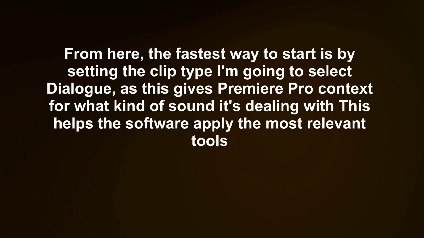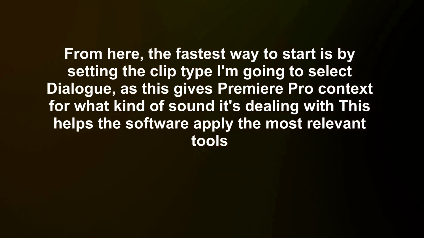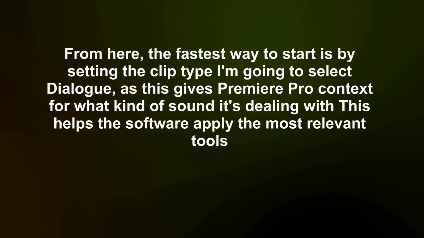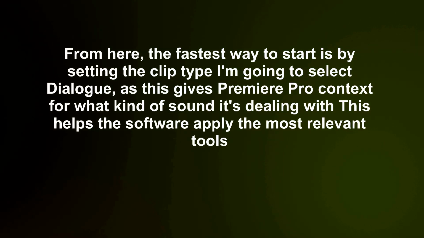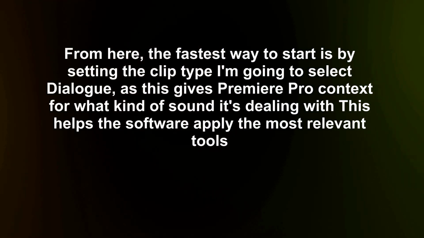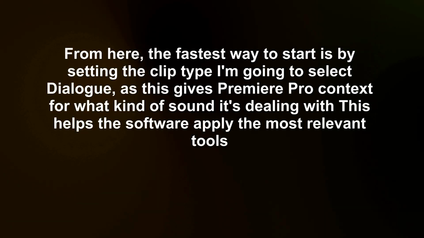From here, the fastest way to start is by setting the clip type. I'm going to select Dialogue, as this gives Premiere Pro context for what kind of sound it's dealing with. This helps the software apply the most relevant tools.